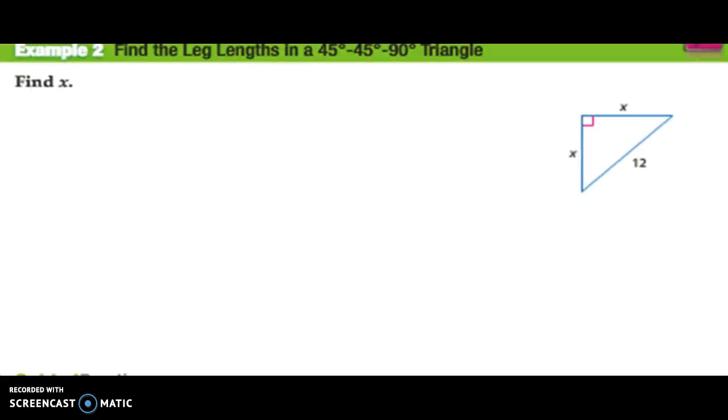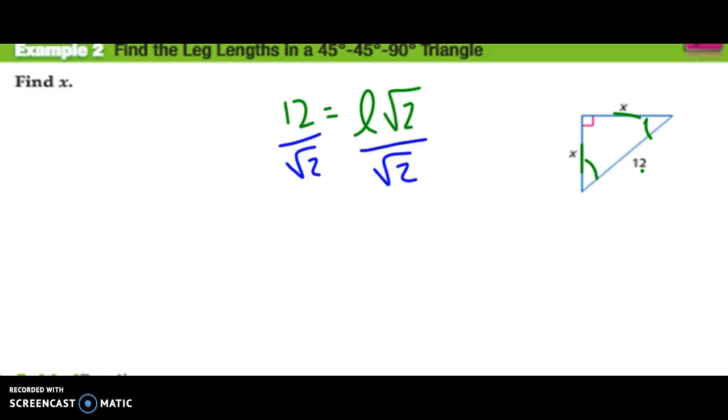So, what if we know the hypotenuse, but not the length of the leg? Since we know that both legs are the same, it means that both angles across from them are going to be the same. So it's going to have to be 45 degrees each. So if we know that 12 is equal to the length of our leg times the square root of 2, how would we figure out what L is? We have to undo the multiplying by square root of 2. So we divide both sides by square root of 2, and we get L is equal to 12 over the square root of 2.